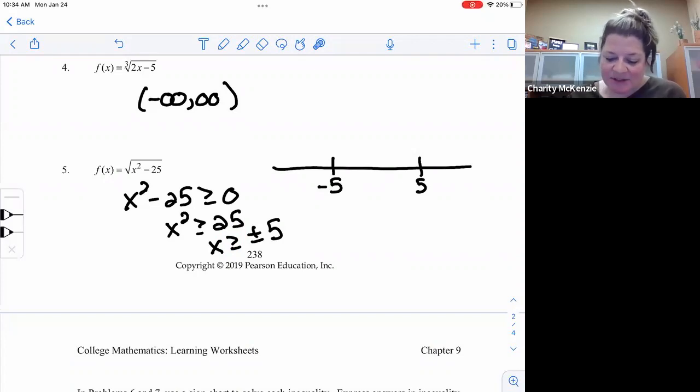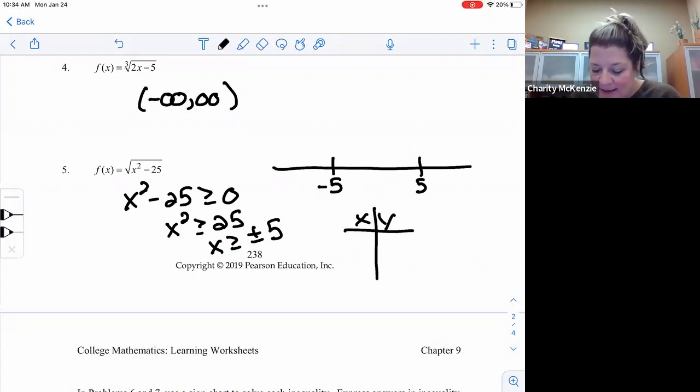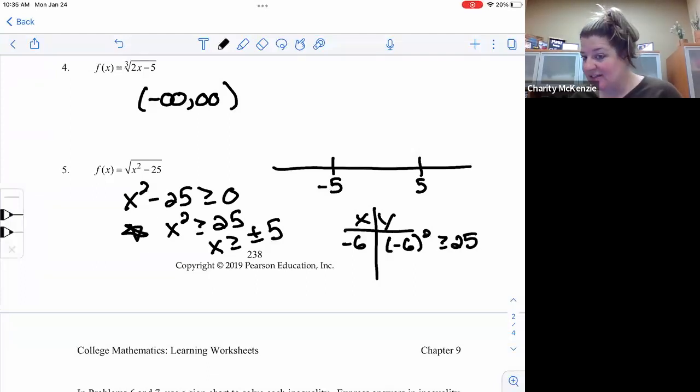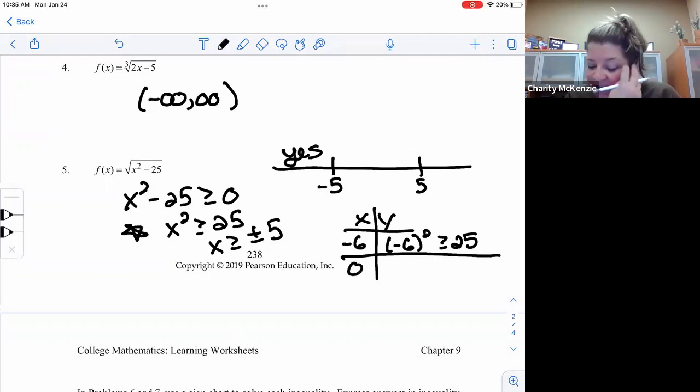Well, what I can do is this sign chart, and I just put in values that are less than negative 5. So maybe negative 6. Okay, and I'm going to use this one here because it's just easier. So negative 6 squared, is that greater than or equal to 25? Negative 6 squared is 36. 36 is. So this section is a yes. It works. Okay, then we look at the next section. A number between those two would be 0, between 5 and negative 5. So 0 squared, is that greater than or equal to 25? No. So this section is a no.